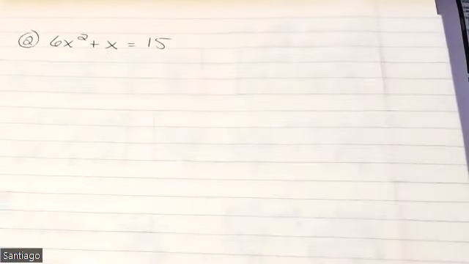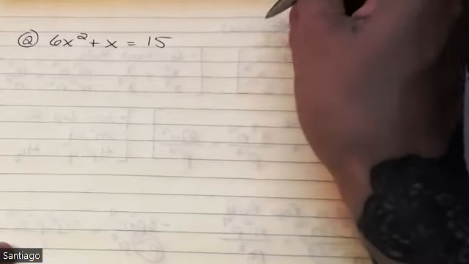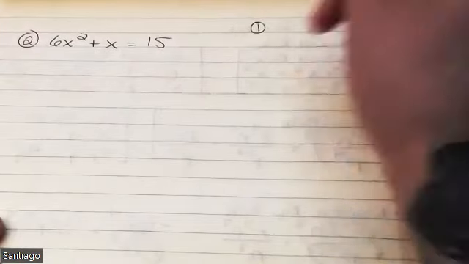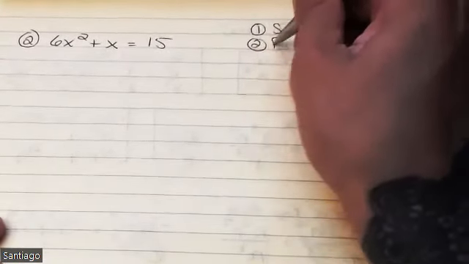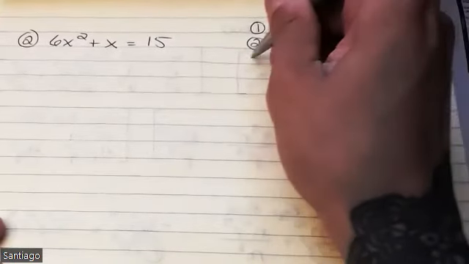Perfect. So let's say that you are given 6x squared plus x is equal to 15. Again, we see that x squared term. So immediately I want you to start thinking, oh, I'm solving a polynomial equation. We learned that in order to do that, step number 1 is to set equal to 0. Step 2 is to factor. Step 3 is to solve.